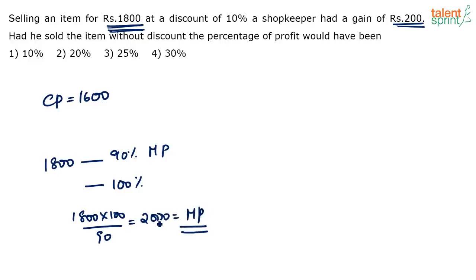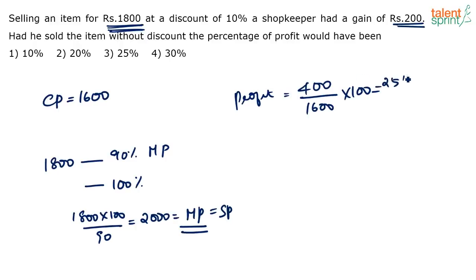Now when he is selling it at this amount, what are they asking? What is his profit when 2000 is the selling price? So he will have 400 divided by 1600 into 100, which will be his profit, that is equal to 25%. Option 3. Okay, I hope it is clear.